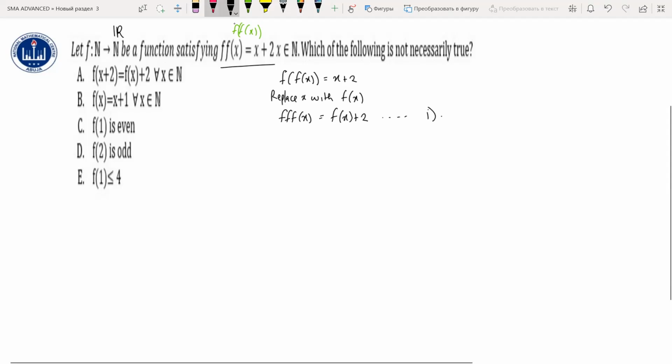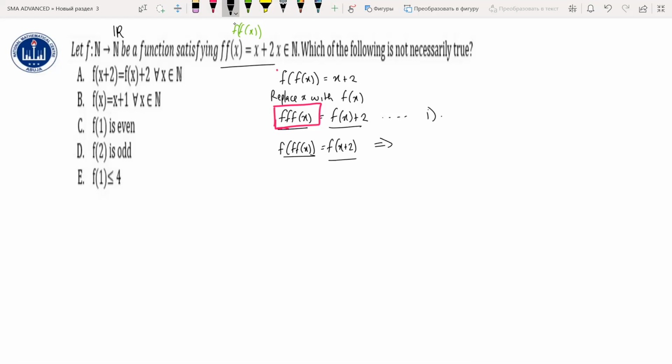Then what other way can we try to get this f of f of f of x, f iterated 3 times on x? We can also get this by applying f to both sides of the equation. So when we apply f to both sides of the equation, what do we get? f of f of f of x equals f of x plus 2. So this is also the same thing. Because these two are the same, then the right hand sides are also meant to coincide. So it implies that f of x plus 2 equals f of x plus 2 for all x a member of N.